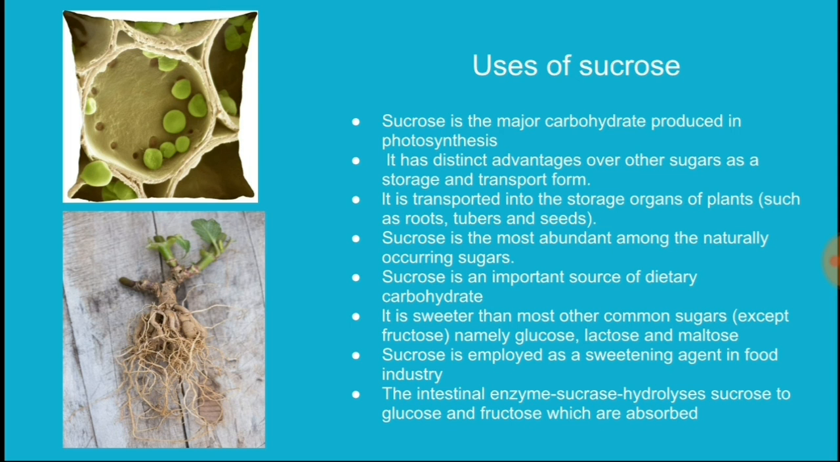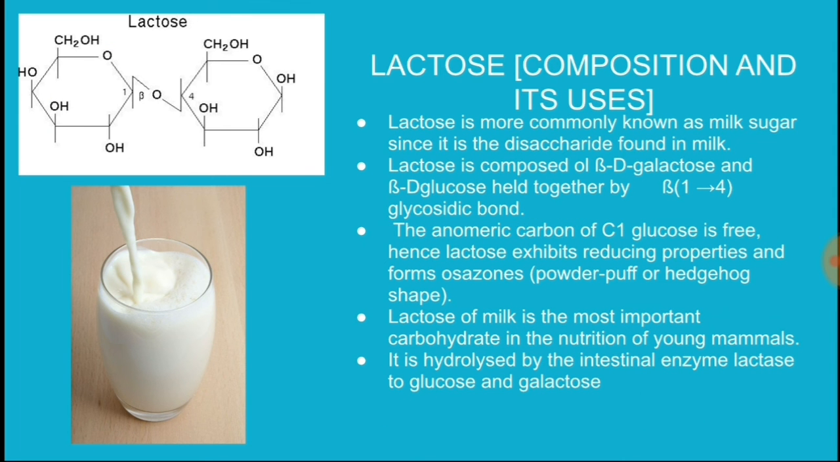Moving to the next disaccharide, which is lactose, its composition and its uses. Lactose is more commonly known as milk sugar since it is obtained from milk, and lactose is composed of beta D galactose and beta D glucose, which are held together by a beta 1 to 4 glycosidic bond. So lactose is made up of two components, beta D galactose and beta D glucose, held together by a beta 1 to 4 glycosidic linkage.